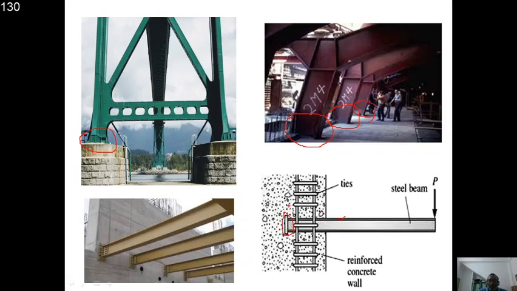Along with that, ties are also made for the column and structure so that it also resists the moments. So this can be done during the construction.